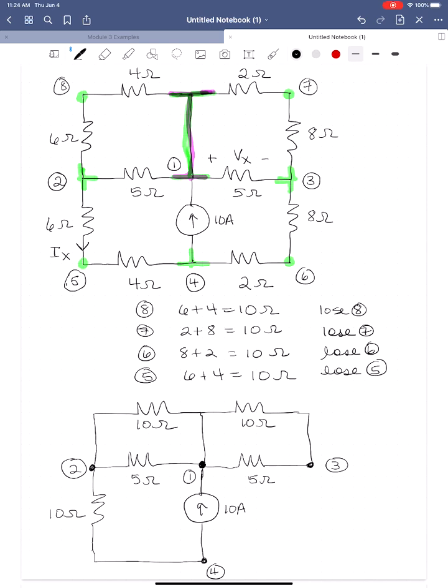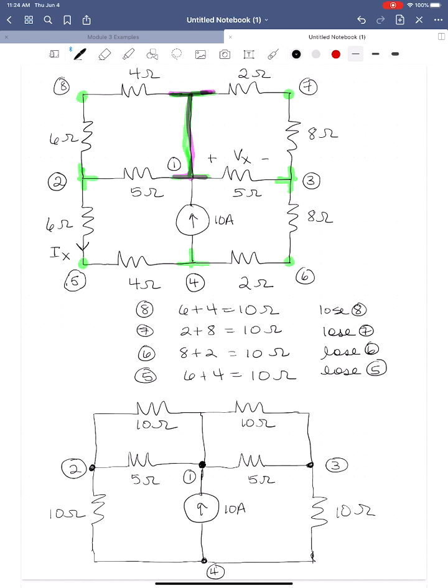And then we have the same thing down here between node 3 and node 4, where we have that 10 ohm resistor and we lose node 6. Okay, now let's talk about this. So this is just the resistor simplification.